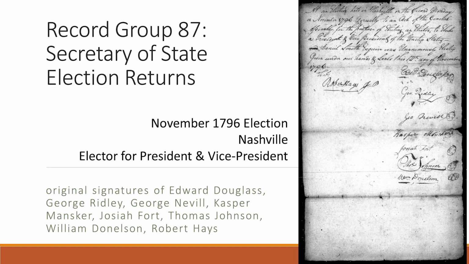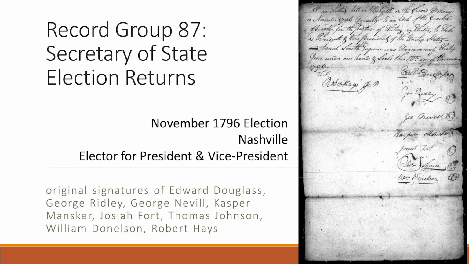Okay, so here's an example of some of the kinds of county election returns that you'll find here in Record Group 87. This is from November 1796. Those who were in Nashville and not yet tired of having elections all the time were electing the elector for president and vice president for 1796. So this is a certification that the candidate was elected, and I love these original signatures.